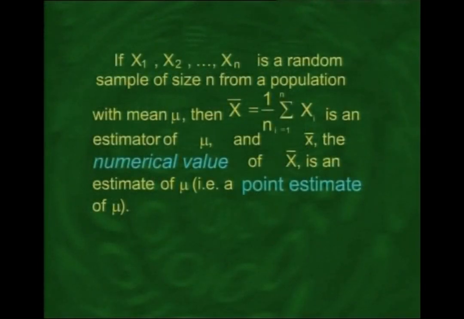As you now see on the slide, if x1, x2, so on up to xn is a random sample of size n from a population having mean mu, then x bar equal to sigma x over n is an estimator of mu, and small x bar, the numerical value of capital X bar, is an estimate. And of course, we can call it a point estimate of mu.